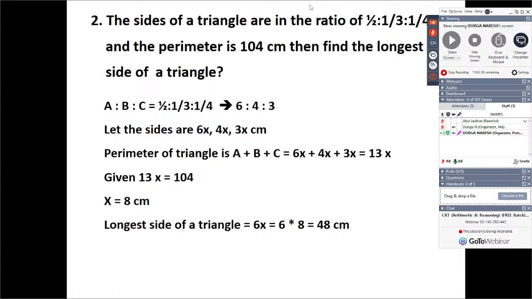So 6x, 4x, 3x means which one is the longest side? 6x. But it is clearly given that the perimeter is 104, meaning the length of the boundary. The total length is 6x plus 4x plus 3x, and the total length is 104. Clear.